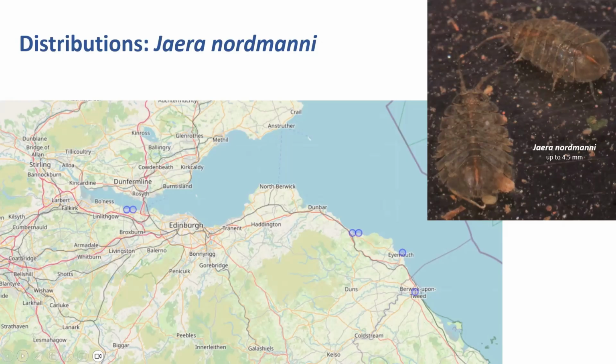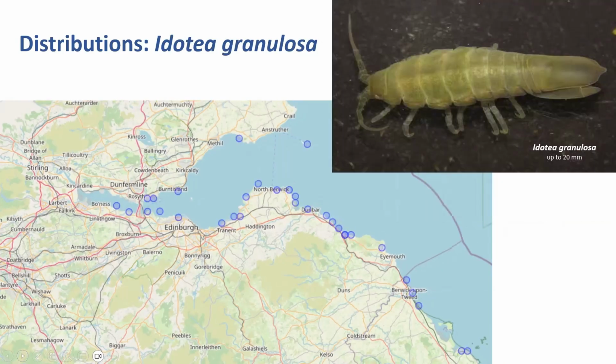They're abundant at Eyemouth. If you want to get to know this species, go to Eyemouth, go to the little bit of the river just above the harbour that's still intertidal. There are hundreds on every stone, so it's really nice to see.